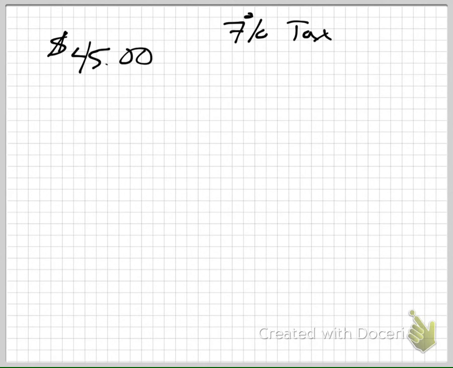Okay, what about this? What if I want to add tax? And I say, okay, an item normally costs $45. That's how much it costs. But they're going to add 7% tax. How do I write 7%? Remember, when I say what percent, what do I write down? X over 100. So if what percent is X over 100, how do I write 7%? 7 over 100, right?